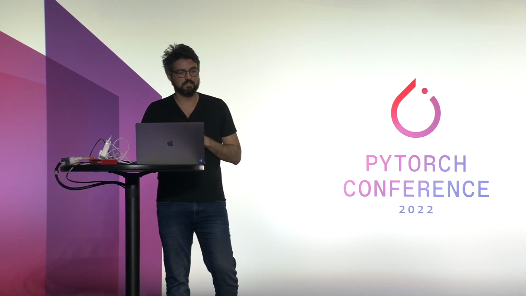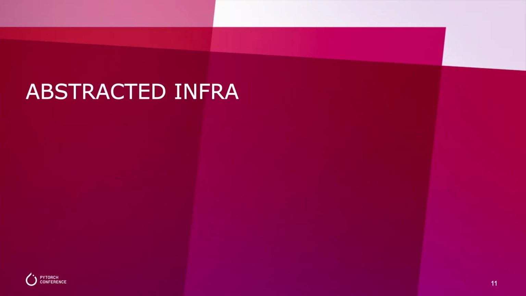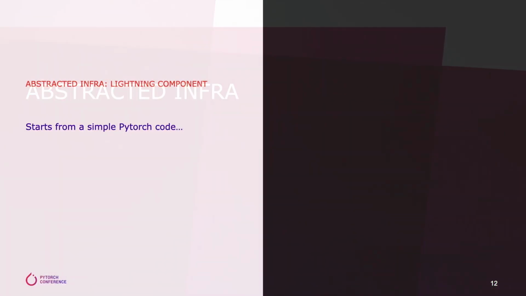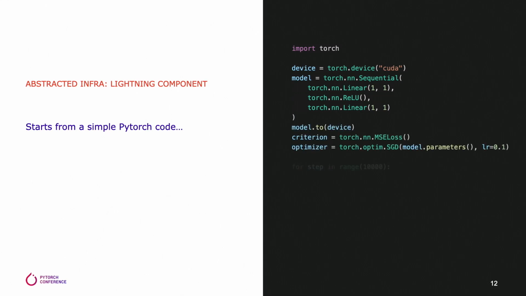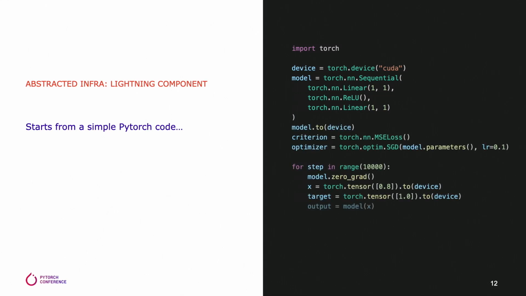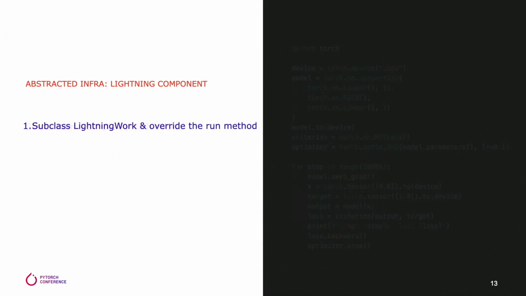So I'm going to show a couple of examples of how this new framework can enable abstracting the infrastructure. Let's start with simple PyTorch code. I have a simple NN module, I have my criterion, I have my optimizer.